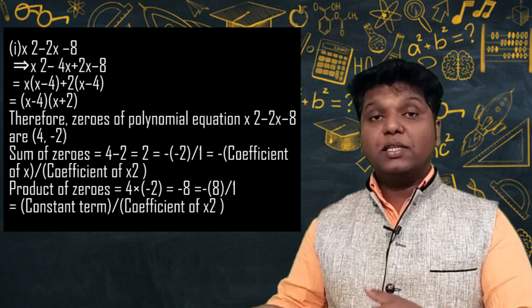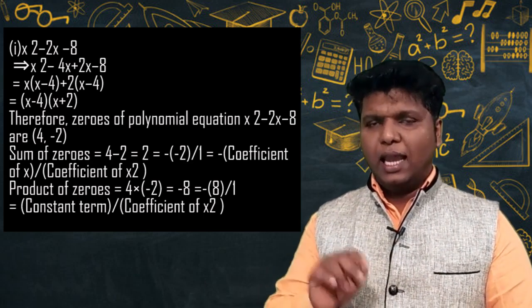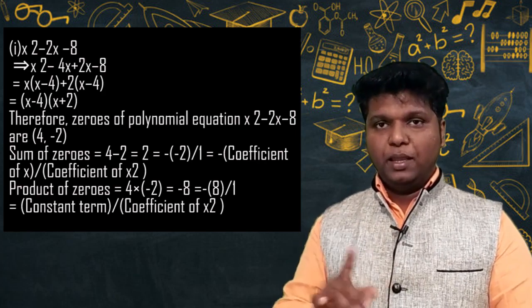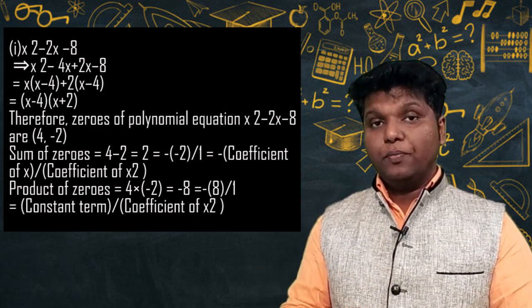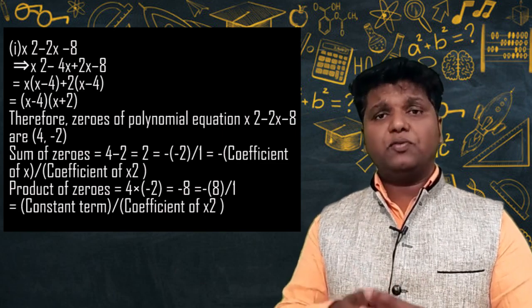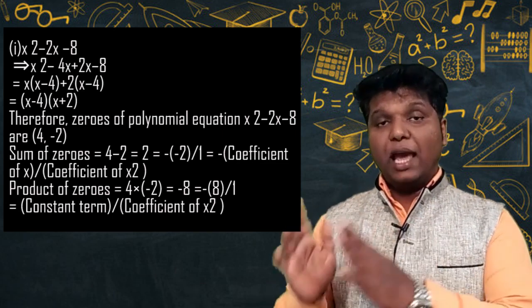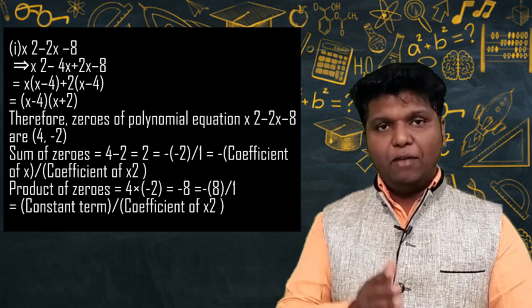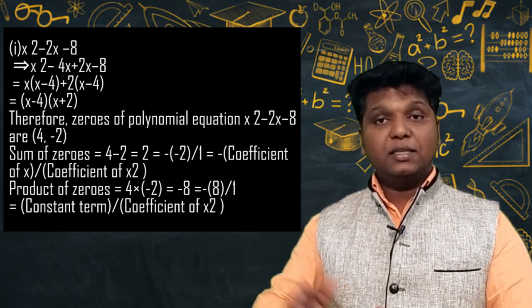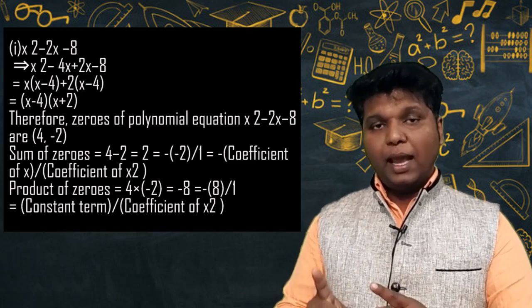So if x plus 2 is equal to 0, what will be the value of x? x will be equal to minus 2. And if x minus 4 is equal to 0, then x will be equal to plus 4. So you got two roots. What are the roots right now? You got minus 2 and 4. So we will say here alpha is equal to minus 2 and beta is equal to 4. You got alpha and beta.